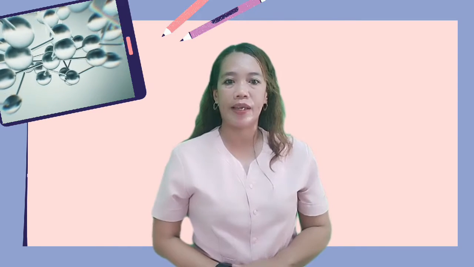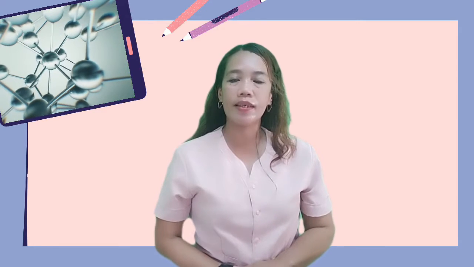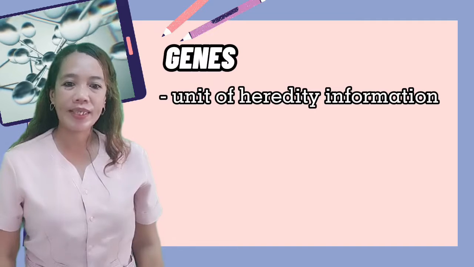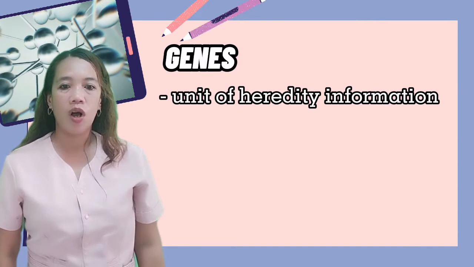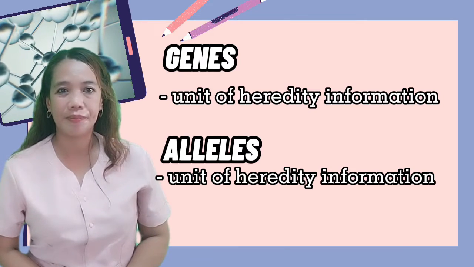Mendel repeated his experiment many times and got the same results. He then hypothesized that the appearance of traits was controlled by factors called genes. Each trait is controlled by 2 alleles. What is the difference between genes and alleles? A gene is a unit of hereditary information, while alleles decode the transmission of traits.